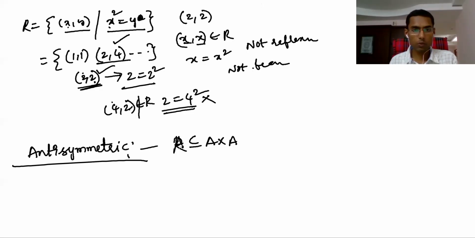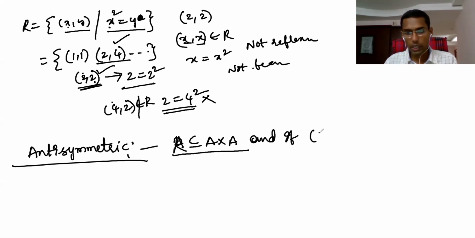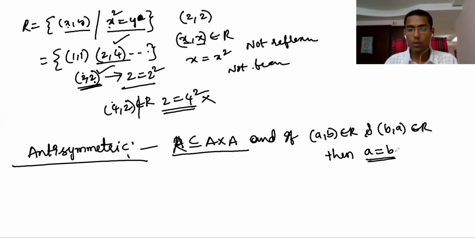So, antisymmetric relation. What is antisymmetric relation? R is a relation from A to A, and if at all A comma B belongs to R and B comma A belongs to R, then A must be equal to B should happen. Then only it is antisymmetric. So what is antisymmetric relation? R is a relation from A to A, and if at all A comma B belongs to R, B comma A belongs to R, then A equal to B.